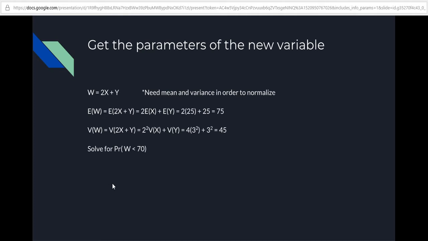Now we're trying to solve for our modified version of this equation where we're saying w, where w is equal to 2x plus y, is less than 70. So in order to do that, we're going to have to normalize our 70 value. So remember the z-score formula, x minus mu over the standard deviation. So mu represents the average. So it's 70 minus the average over the standard deviation gives us a negative 0.75 as our z-score.